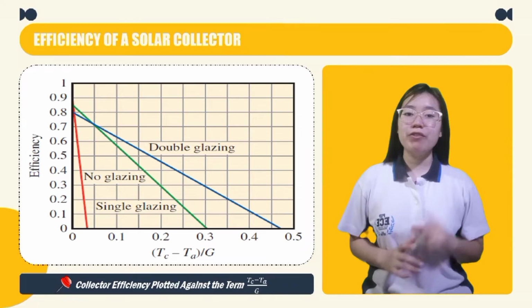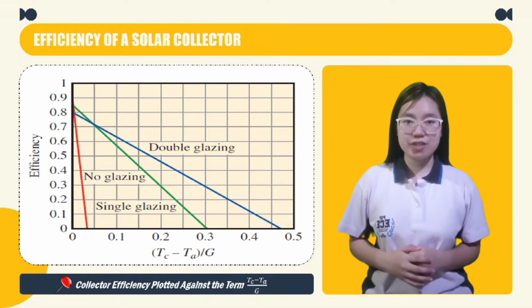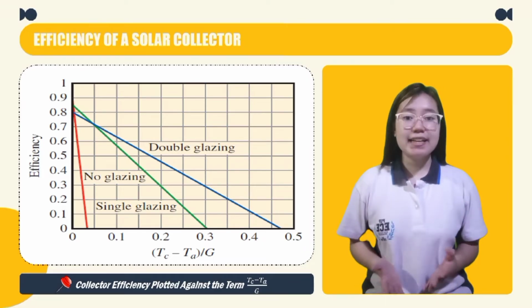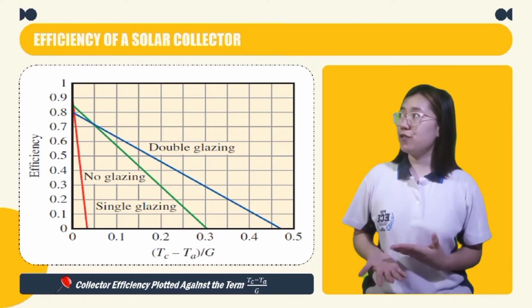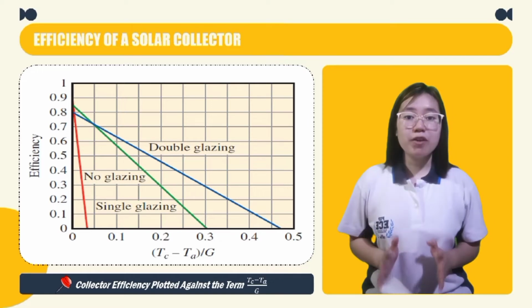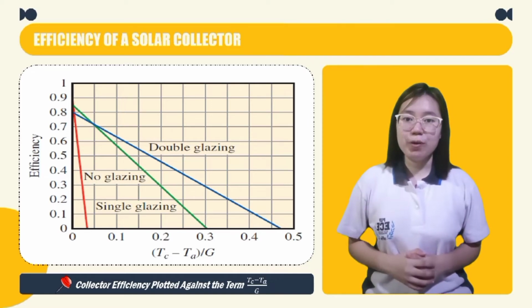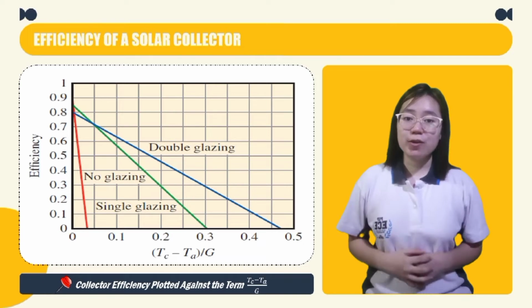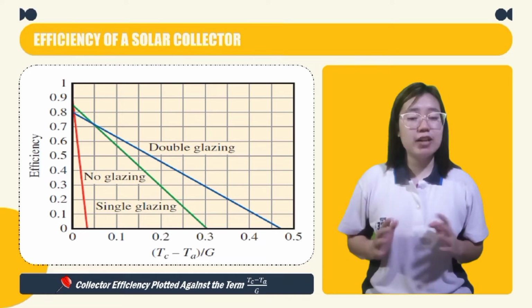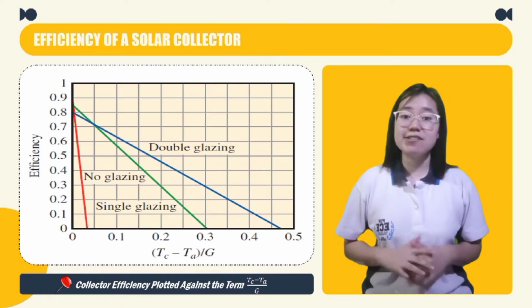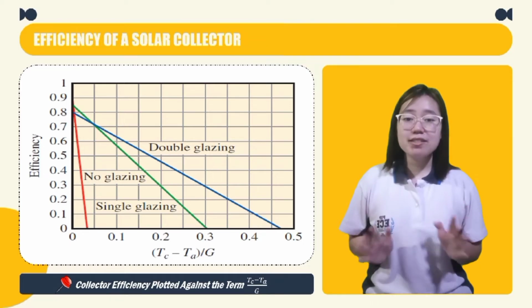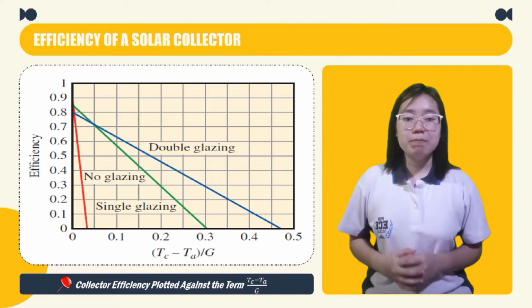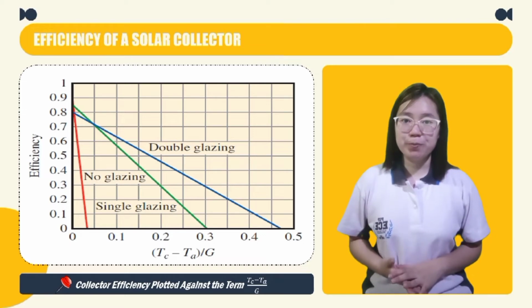Now, going back to our first equation for the efficiency of a solar collector, if it is plotted against the term T sub C minus T sub A all over G, we obtain a straight line as shown in this figure. The slope of this line is equal to negative U. The second equation is also in a linear function format if the collector efficiency is plotted against the term T sub C minus T sub A all over G. But the slope of the resulting straight line will be negative F sub R U.